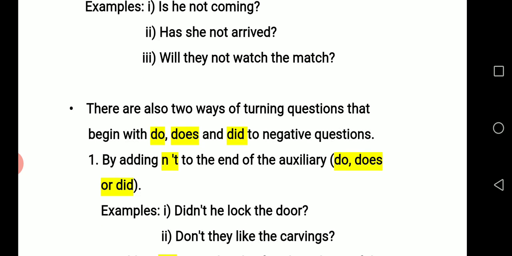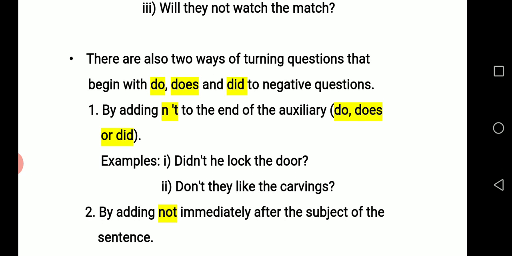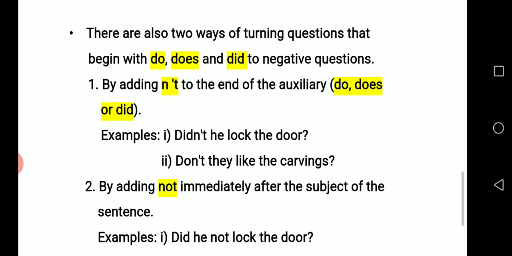There are also two ways of turning questions that begin with do. If you have questions that begin with do, does, and did, and you want to turn them to negative questions, the first rule also is that you add the contracted form of not, which is the n apostrophe t, to the end of the auxiliary, do, does, or did. Examples, didn't he lock the door? Don't they like the carvings?